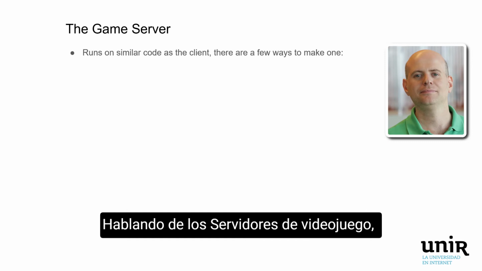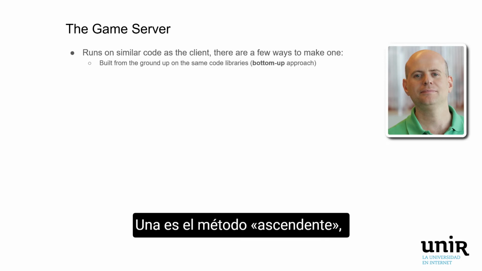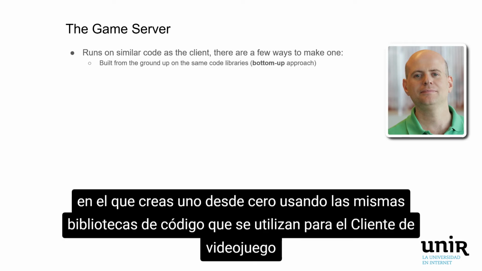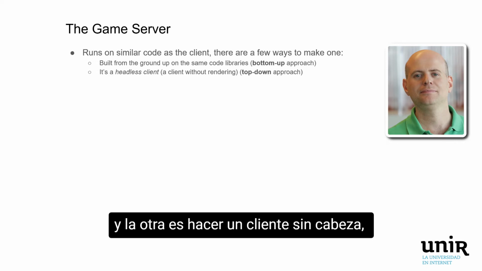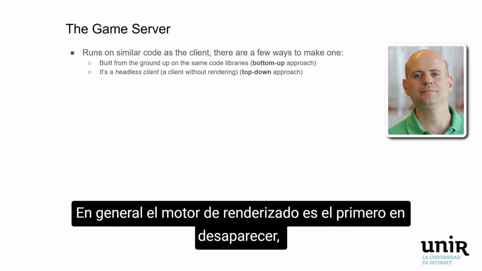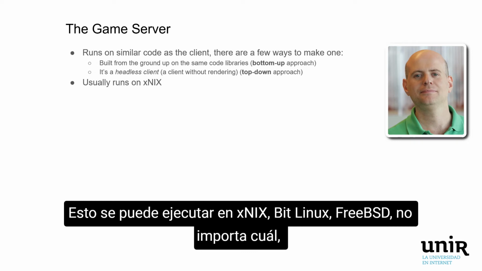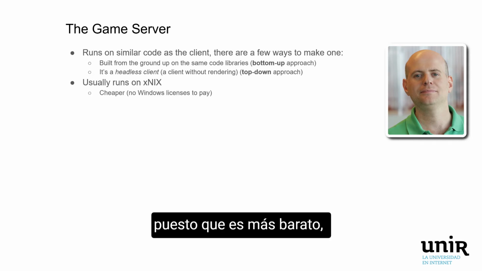So speaking of the game server, it runs a similar code as the client, and there are a few ways to make one. One is a bottom-up approach where you build one from scratch using the same code libraries that you use for the game client. And the other one is to do a headless client. So basically you take your client and you strip away as much as you can. Usually the rendering engine is the first to go, and that is a top-down approach. Okay, they usually run on Unix-like systems, be it Linux, FreeBSD, whatever flavor you want, it doesn't matter. Because it's cheaper, pretty much.